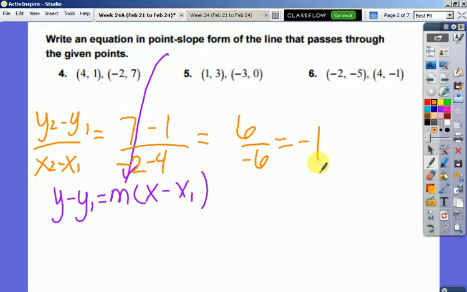Now I just plug it in. Now, does it matter what point I use, Aiden? Does it matter what point I use for this formula? No. Why not? Turn around. So I can pick either one. So y minus 1 equals my slope, which is negative 1, times x minus what, Aiden?